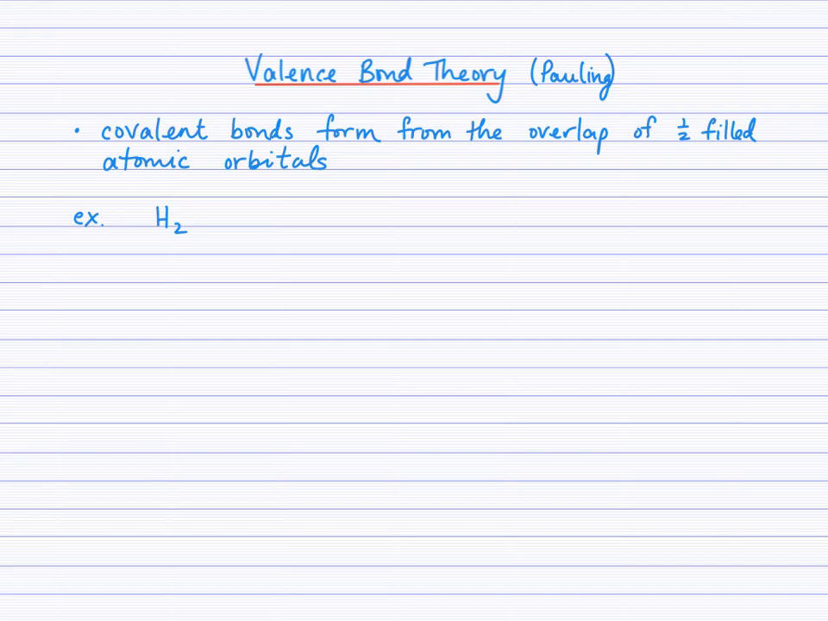Okay, Linus Pauling's valence bond theory attempts to explain the formation of covalent bonds. So, very simply, we'll draw on your knowledge from orbital shapes and quantum theory to draw diagrams of the formation of these covalent bonds. And the primary concept here is that these covalent bonds form by the overlap of half-filled atomic orbitals.